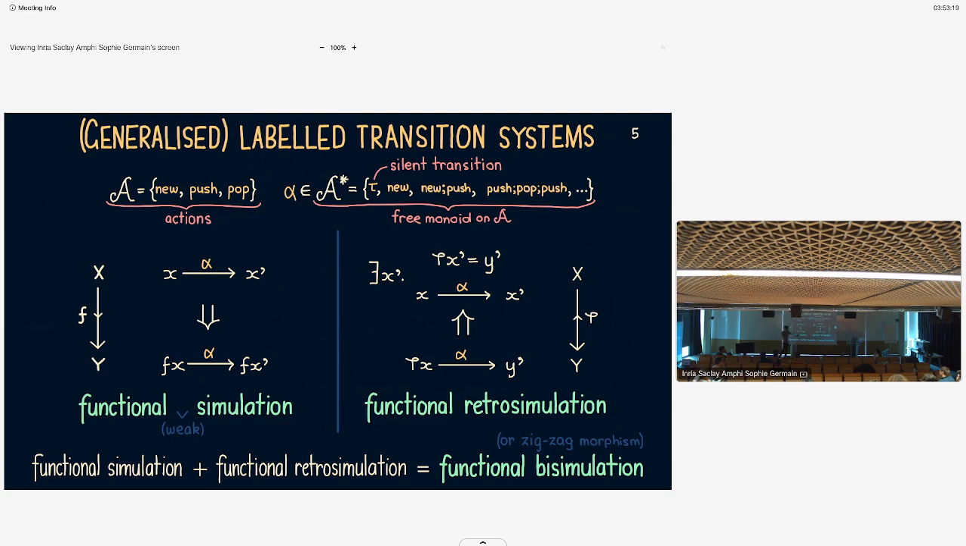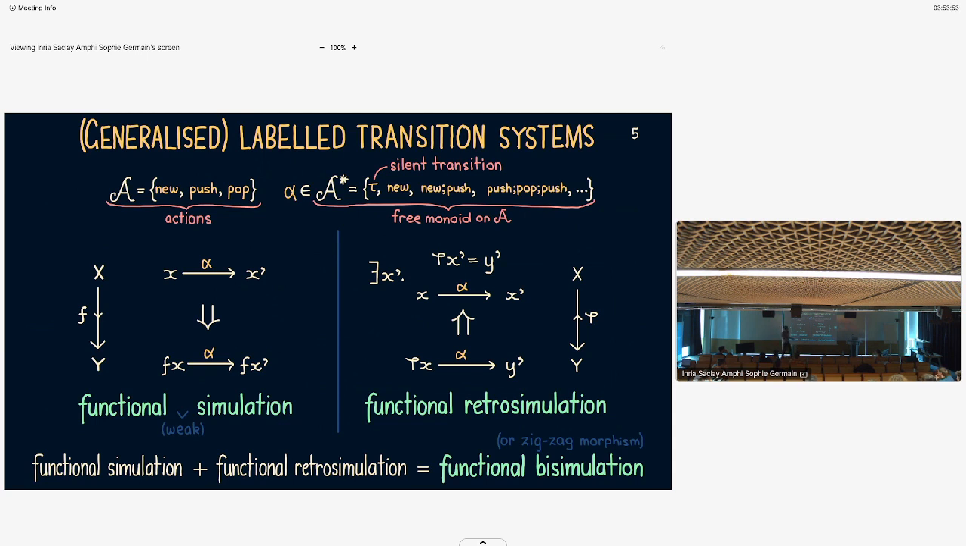So these functional simulations consist of a map between the two transition systems, a map between their sets of states, such that if in the domain transition system I can get from x to x prime via the sequence of actions in alpha, then in the codomain transition system I can get from f of x to f of x prime via the same sequence of actions alpha. So that's a functional simulation.